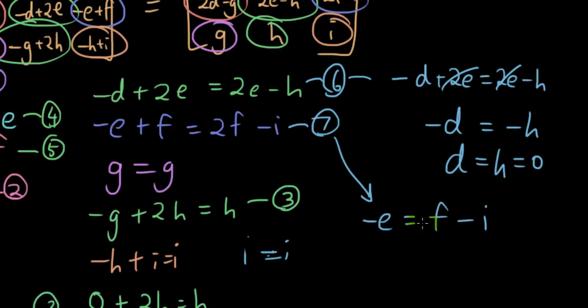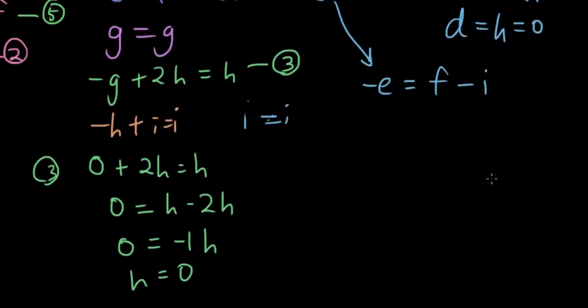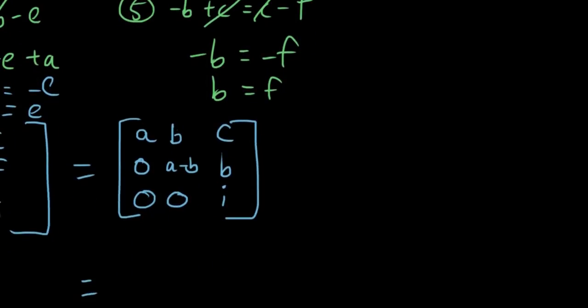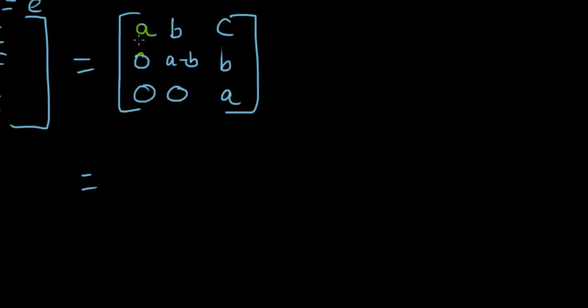Wait, one more thing. Negative E equals F minus I. So if I rearrange it to make I the subject, negative I becomes negative E minus F, so I becomes E plus F. So instead of writing I down here, I can write E plus F, so that is A minus B plus B, so that's just A. Okay, so that turns out pretty good. So I have three variables only, A, B, and C.